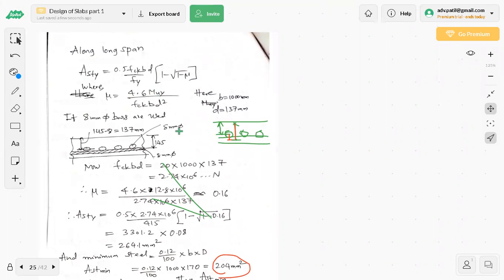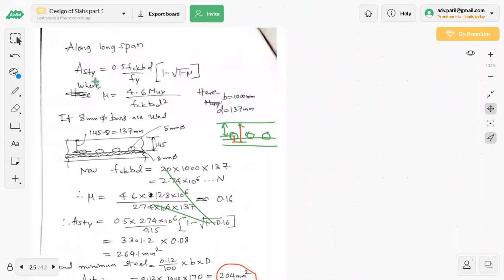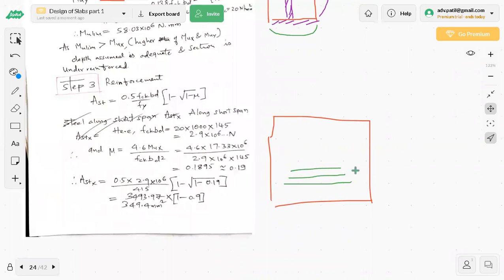MUY is different, MUX is different. So in the direction of 5 meters, I'm going to find out AST. I'm going to find the steel here. ASTX means it is in the direction of X, along this line. ASTX is related to MUX.